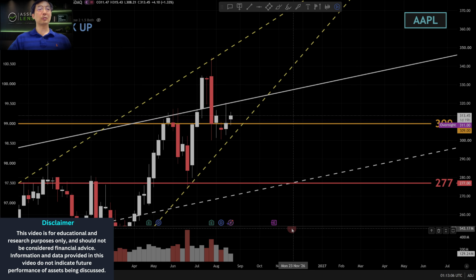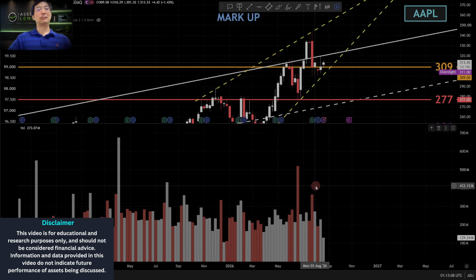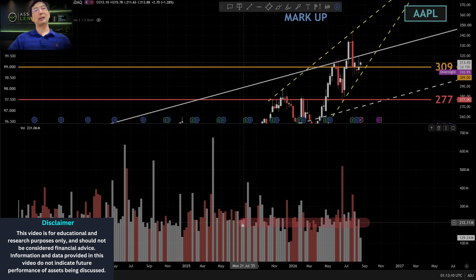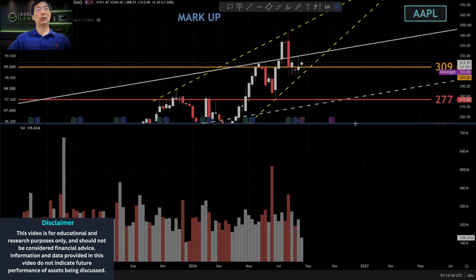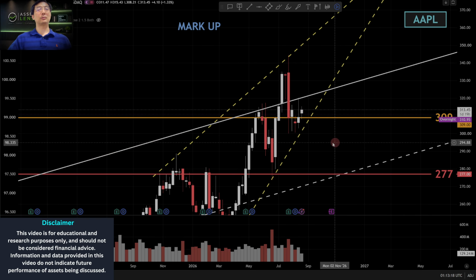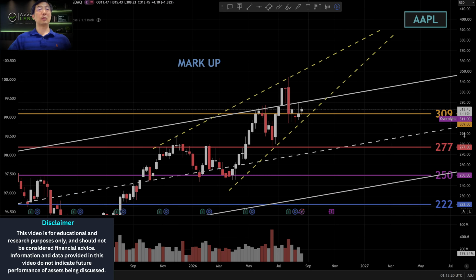In terms of weekly volume, it basically stays average, I would say. This week, there's still a couple of days left. So we will see by the end of the week how far this will evolve.